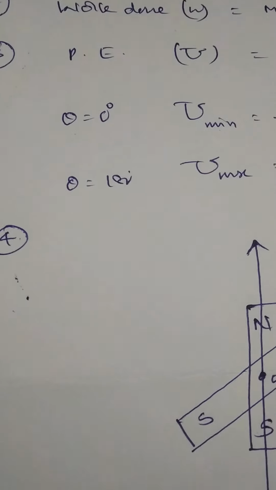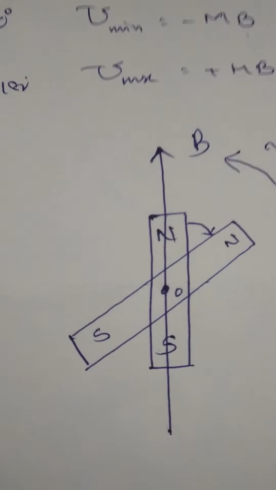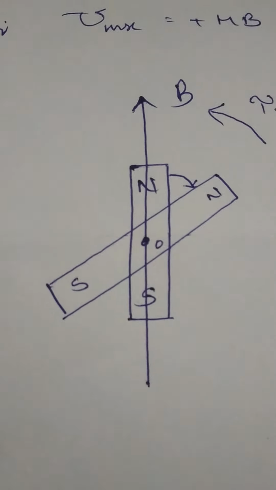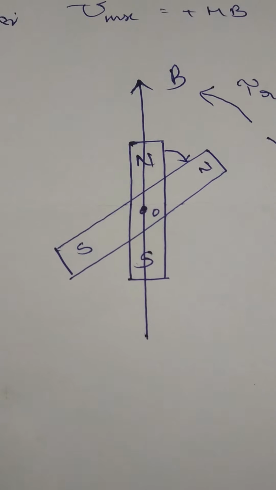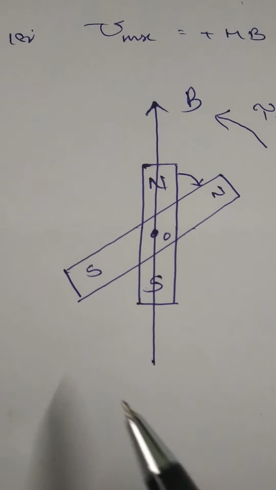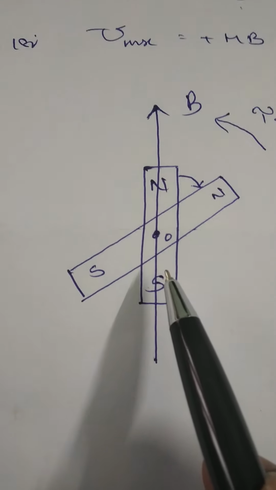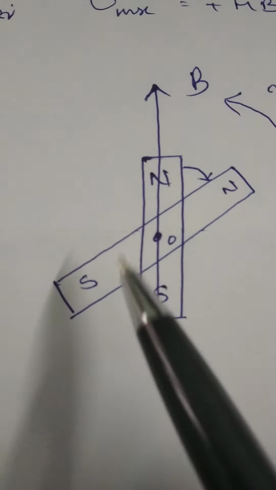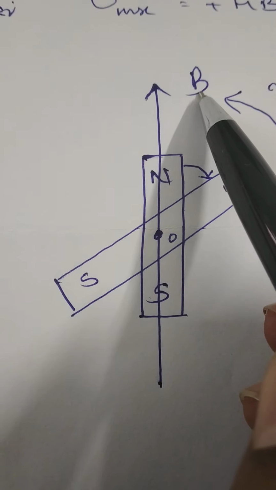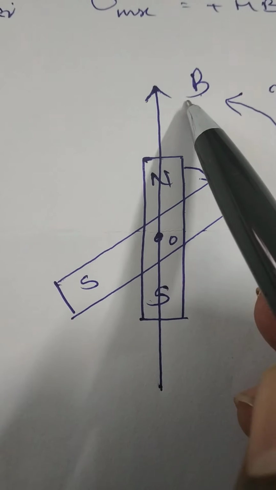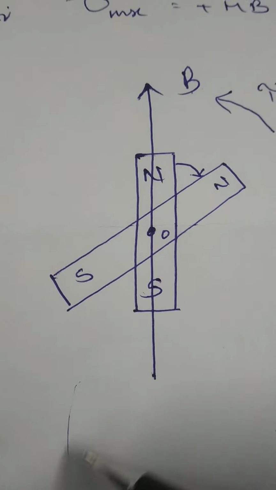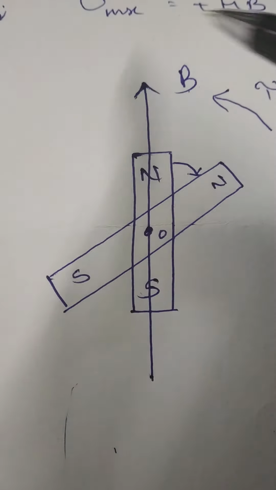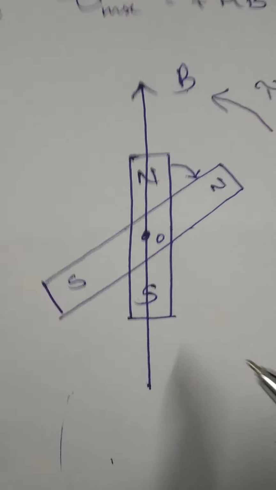Now in this class, let us thoroughly explain what type of motion a freely suspended magnetic dipole exhibits in the uniform magnetic induction field B. Suppose it is the uniform magnetic induction field B, it is going from bottom to top in the direction shown.